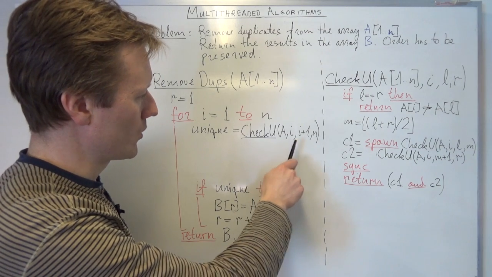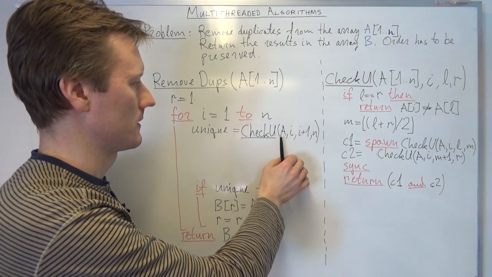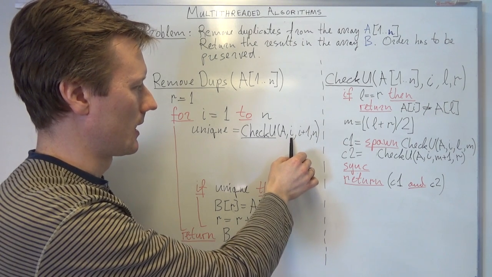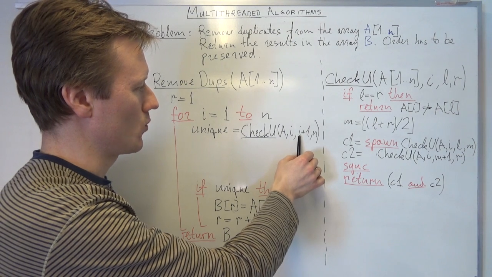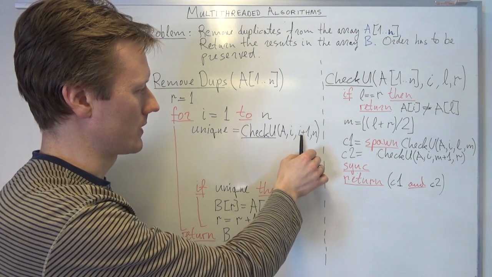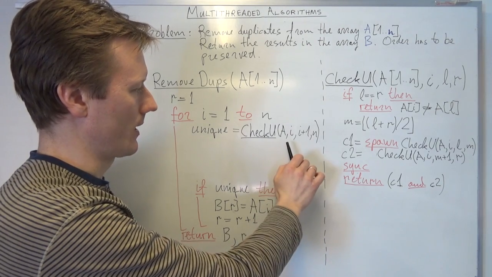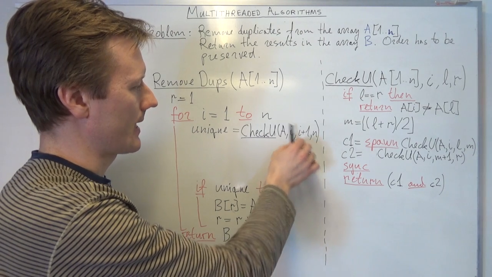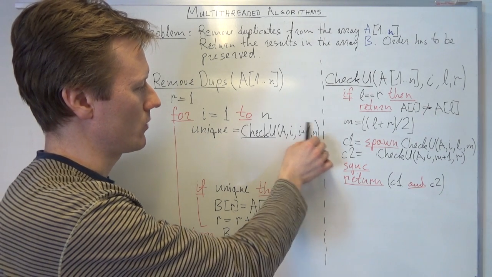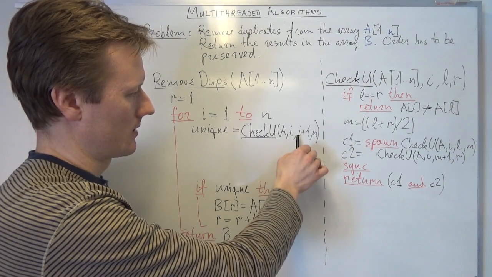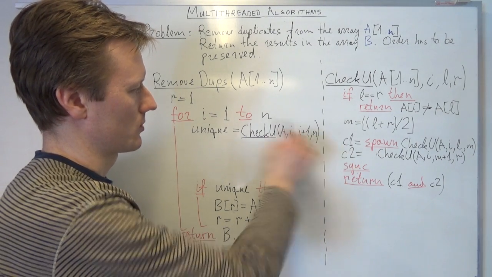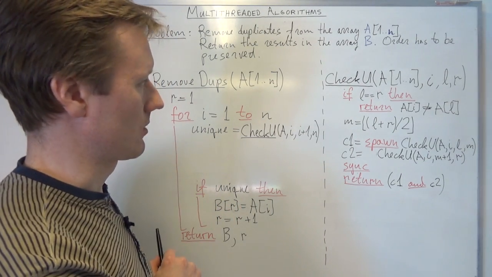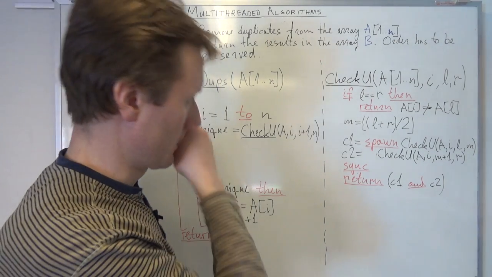So in order to parallelize this part, we write a divide and conquer algorithm called check unique, which checks if this element at position I is anywhere in the range of the array starting from I plus 1 to n. The algorithm should return true if this element cannot be found anywhere in the array starting from position I plus 1 up to position n. So here's the simple divide and conquer algorithm to achieve that.